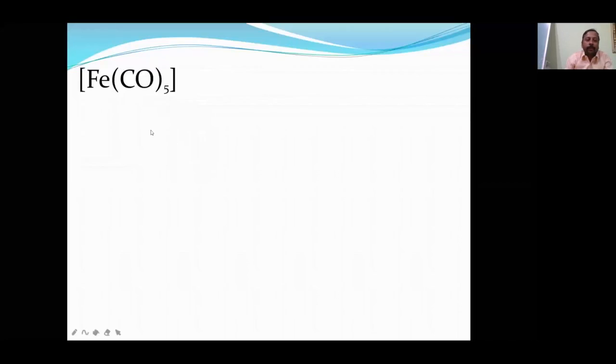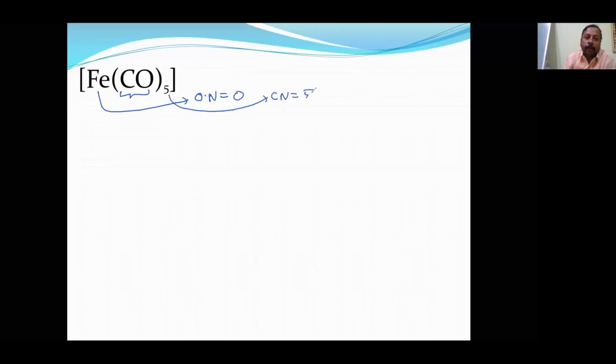Okay, the next question is Fe(CO)5. Now all of you should do it successfully. Your time starts now. See here, first of all you should concentrate on the oxidation number. When carbon monoxide is the only ligand, it will be 0. And the coordination number is equal to 5.